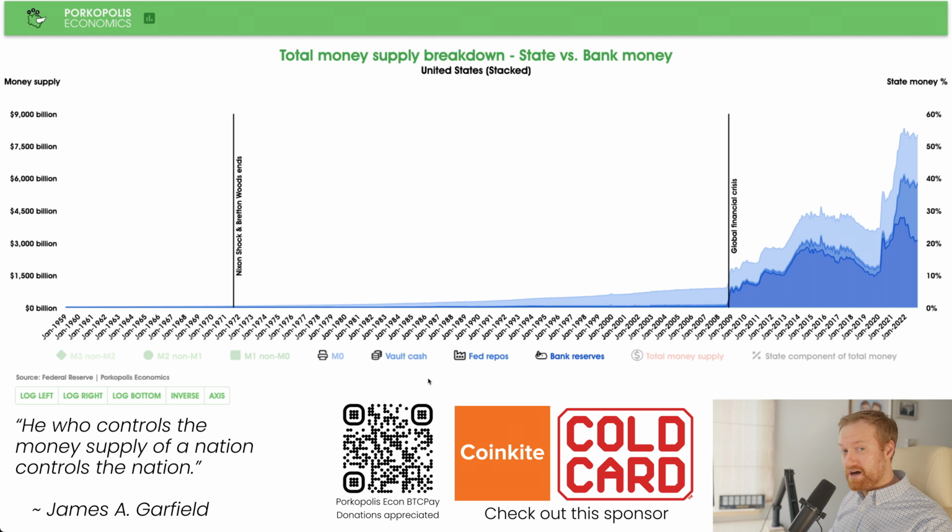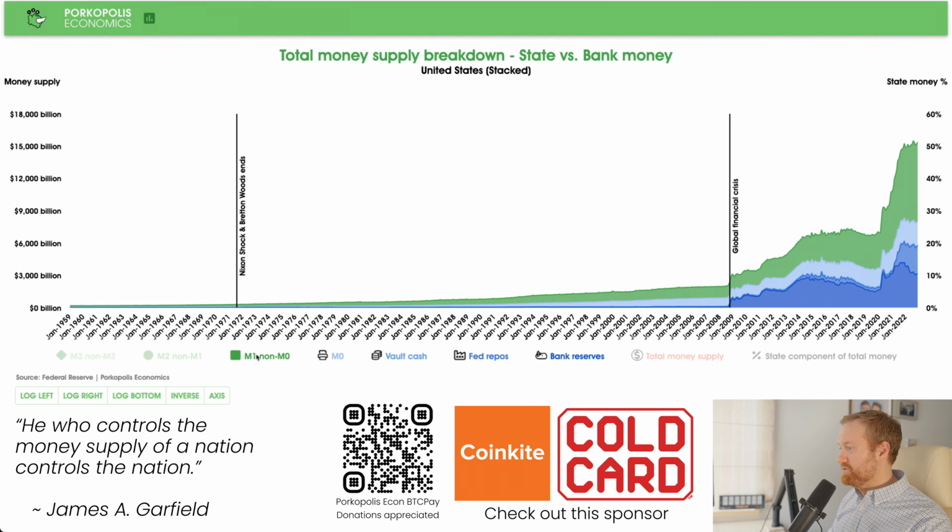So now I'm going to show you the non-M0 portion of M1. And there we go. This is the darkest green area that you're going to see here, the non-M0 portion of M1. And what is the non-M0 portion of M1? The sight deposit. That's the traditional name for the checking account or the demand deposit. So again, M0 is included in M1 in the official calculation. M0 plus demand deposits equals M1.